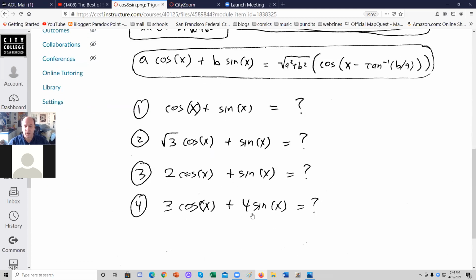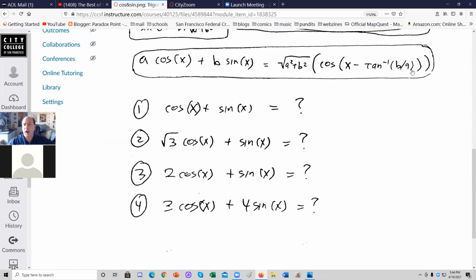Here's 3 and 4, so 3 cos x plus 4 sine x. Here, the root a squared plus b squared is root of 9 plus 16, which is root of 25, which is 5. But arctangent of 4/3, we don't have an exact value. It would be an approximate.